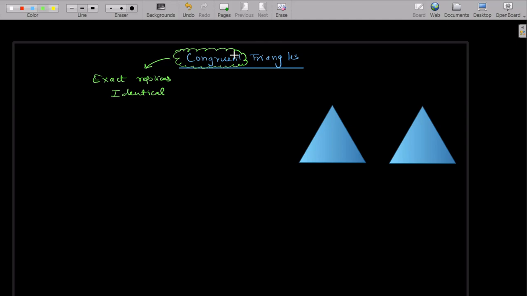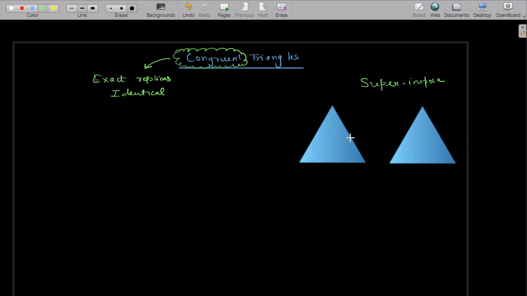So that means any two figures are called congruent if they are exactly the same, exact replicas. Here there are two triangles. I copied and pasted the other one. If I take the first triangle and put it on the second one, then both of them will superimpose on each other. So that's the meaning of congruent, and any two figures can be congruent. Squares, circles, trapezoids can be congruent.